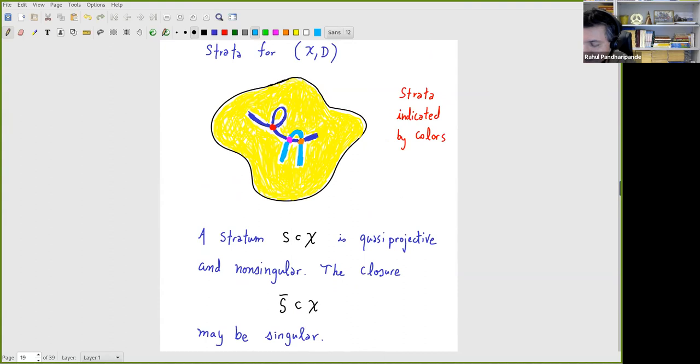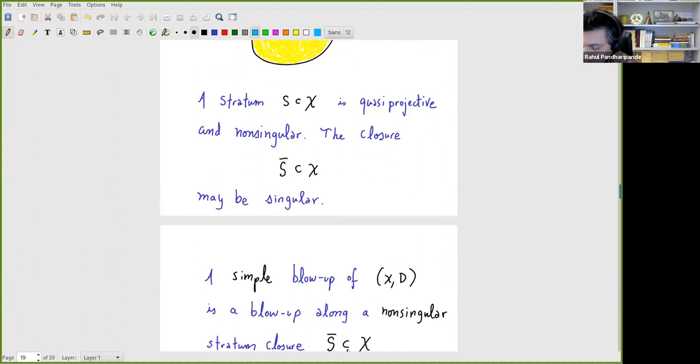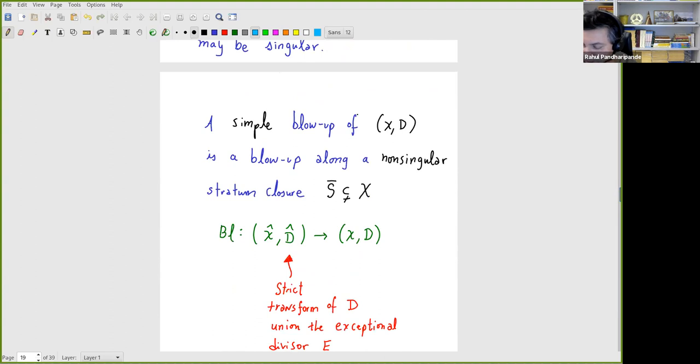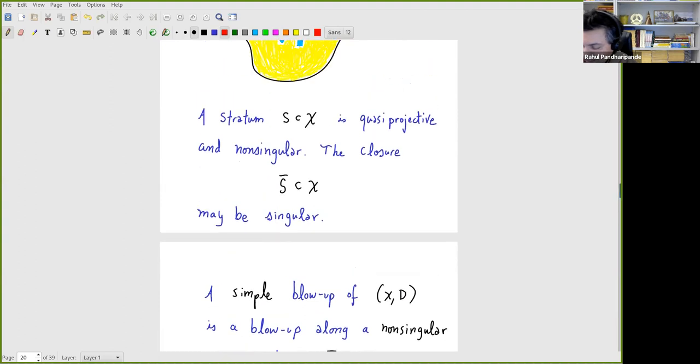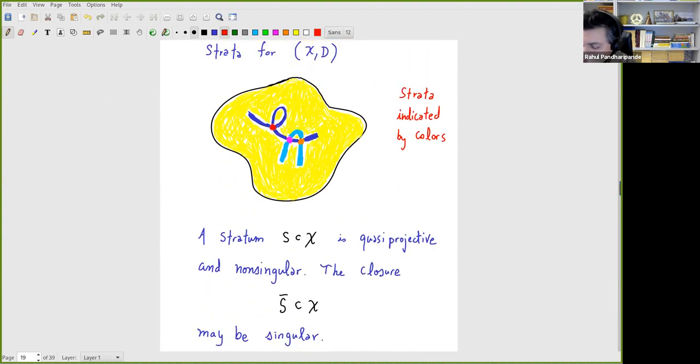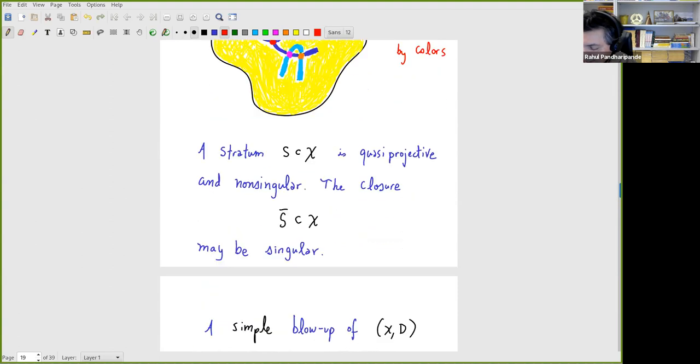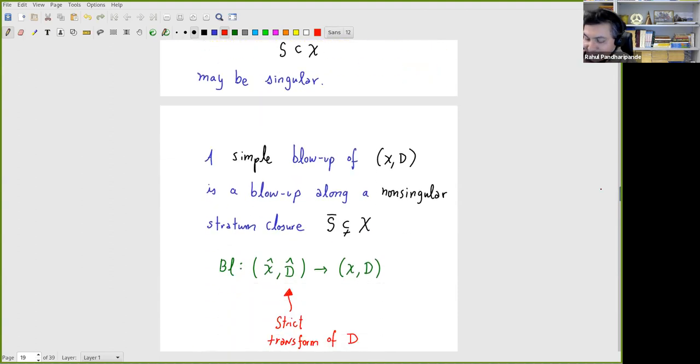But I wanna blow this thing up. The study of the log Chow is gonna involve blowing up the space X, but I'm not gonna allow myself arbitrary blowups. I'm basically allowing myself blowing up these strata. So technically I want to define a simple blow up of this space. The simple blow up, this geometry is a blow up on a non-singular stratum closure. So I only allow myself blowing up. You can also do some fancier things, but the simplest perspective is you only allow yourself to blow up non-singular things. And I want to blow up only non-singular subvarieties, which are closures of strata.